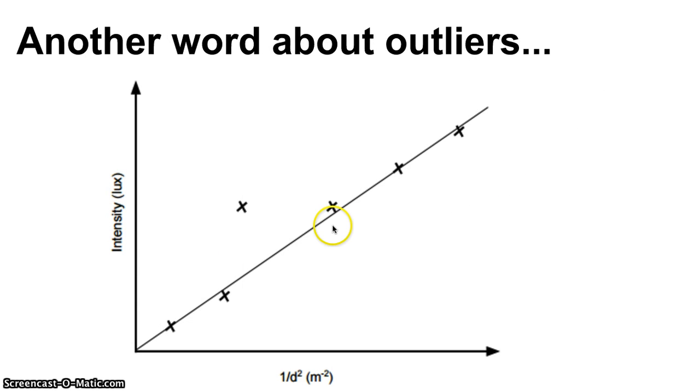And just one more thing about outliers. If I was to plot all of my results and they were all looking like they're in a straight line and then I've got this random point out here, I'd discard that one because it's an outlier.